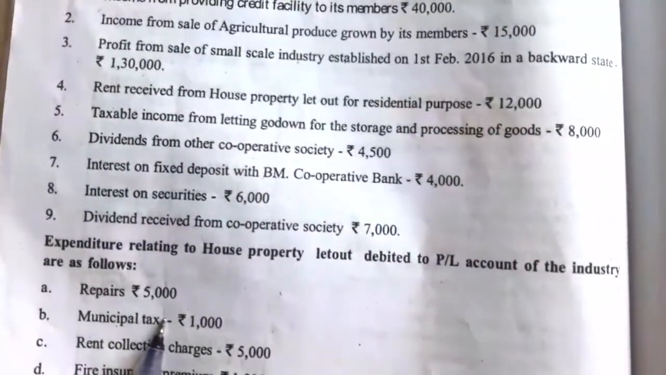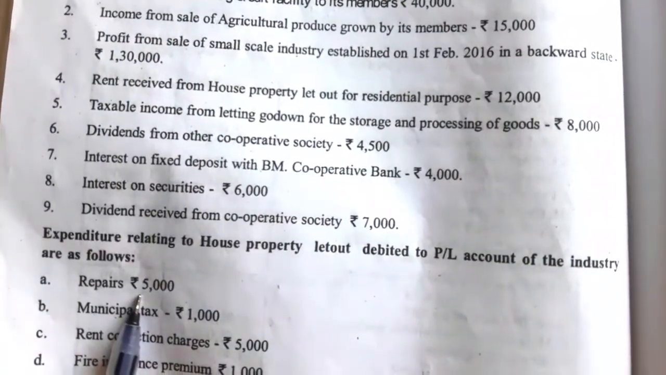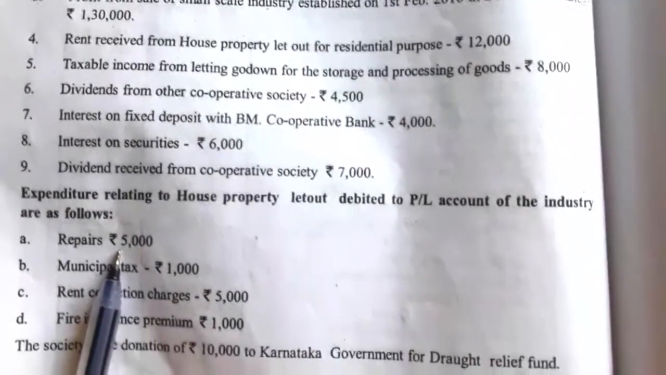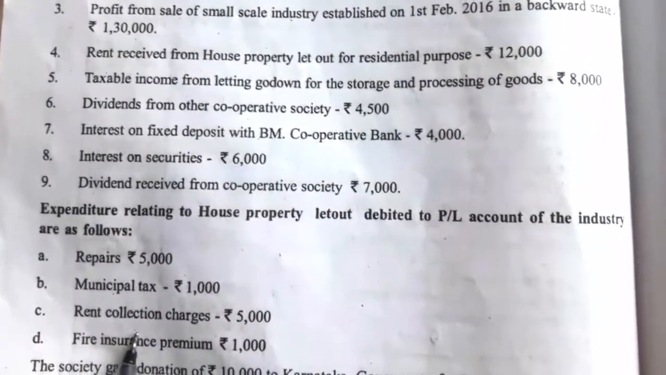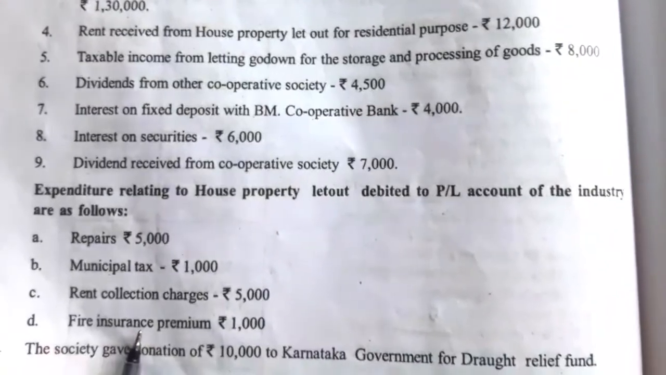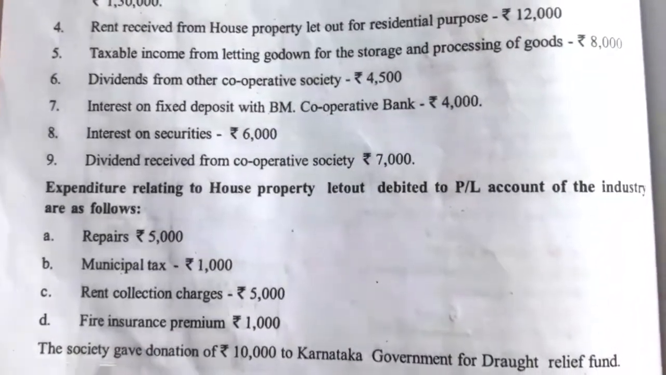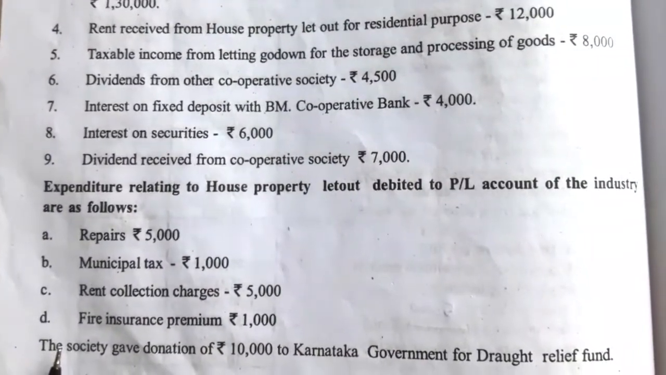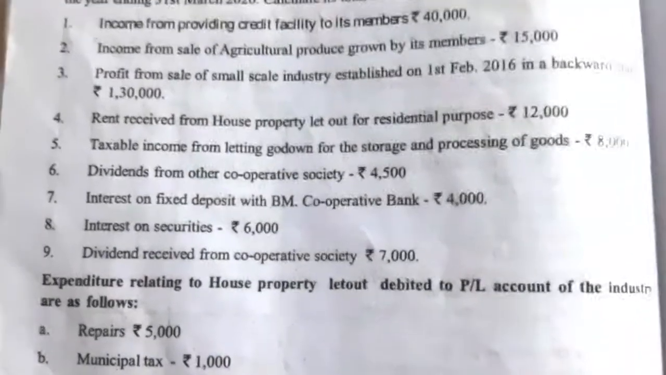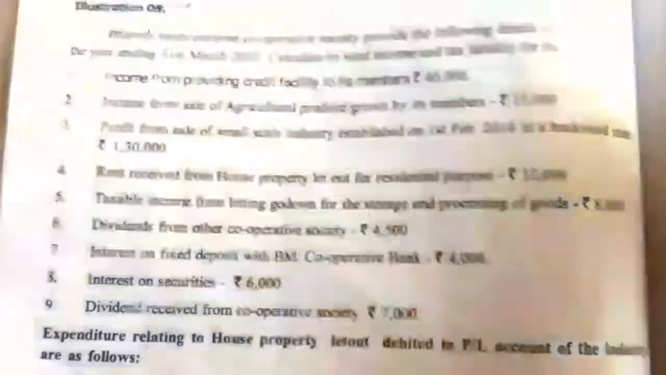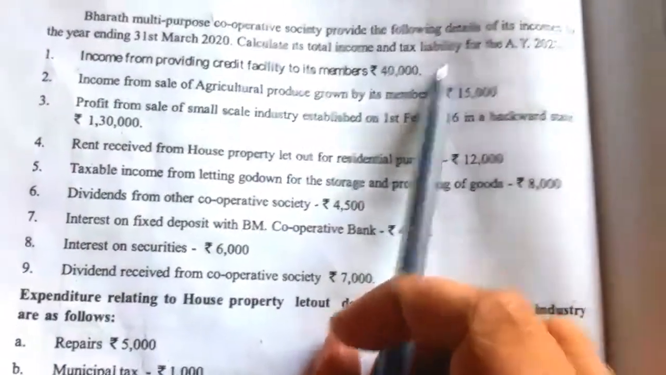Next, the expenditure relating to house property let out debited to profit and loss account of the industry are as follows. Rent rupees 5,000, municipal tax rupees 1,000, rent collection charges rupees 5,000, fire insurance premium rupees 1,000. The society gave donation of rupees 10,000 to Karnataka government for drought relief fund. So with this information we have to compute the total income and tax liability of a cooperative society.